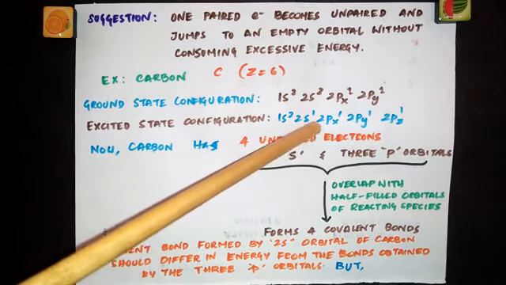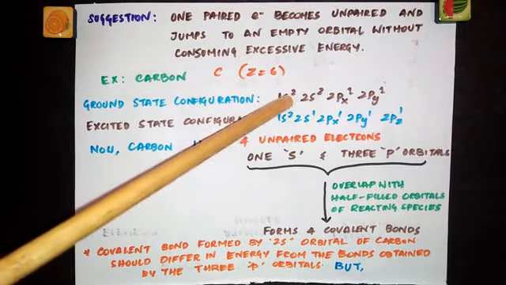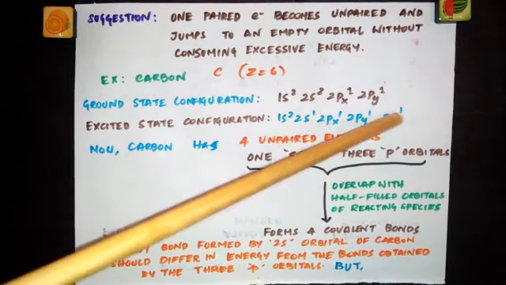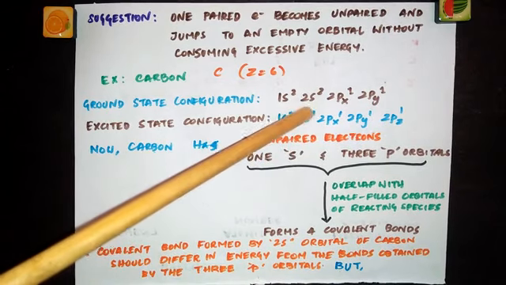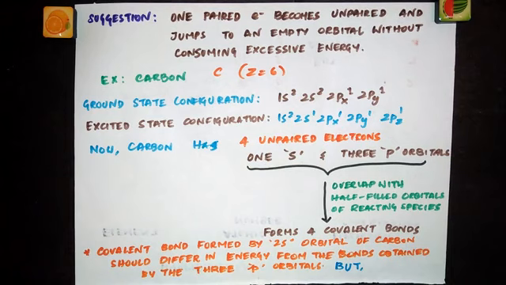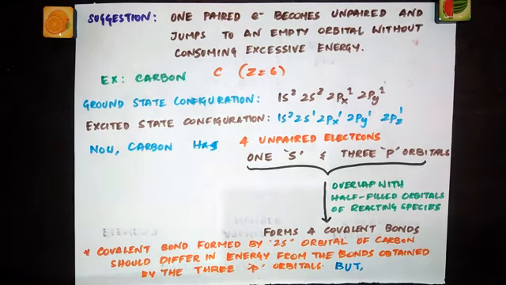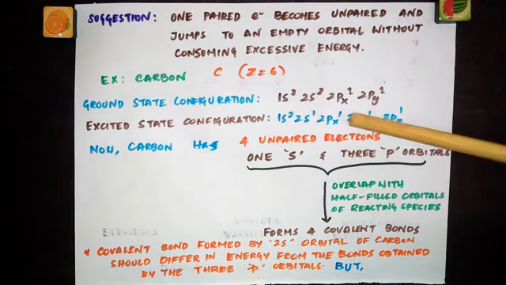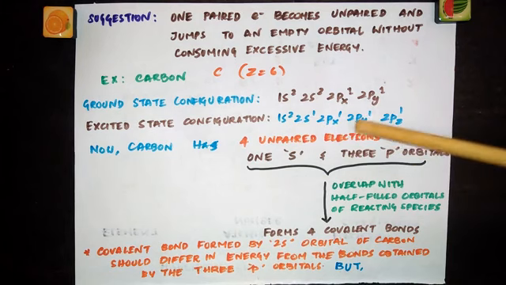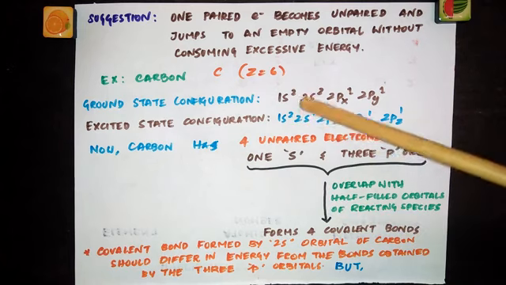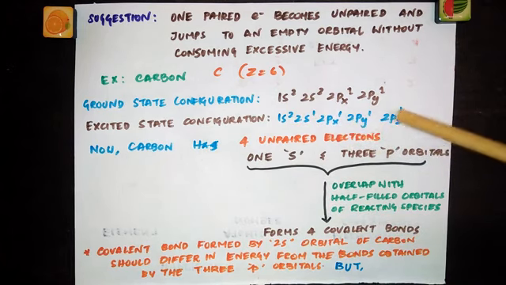So 2pz1. We call the earlier configuration the ground state configuration of carbon, and this one the excited state, because the paired electron has become unpaired and jumped to a new empty orbital. So we call this the excited state configuration. Now if you see carbon, it has 4 unpaired electrons, which means 4 half-filled atomic orbitals. What are they? The 2s and 3 p orbitals.